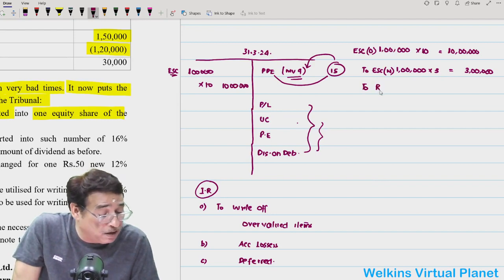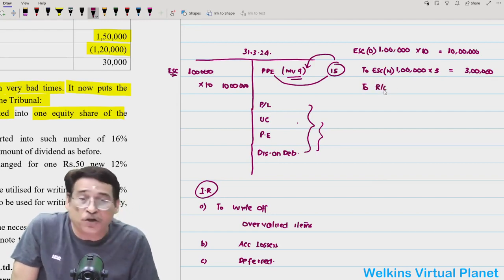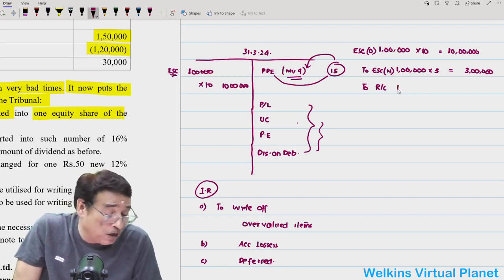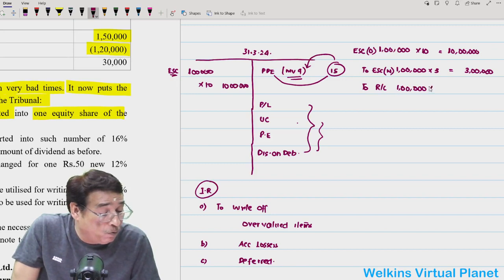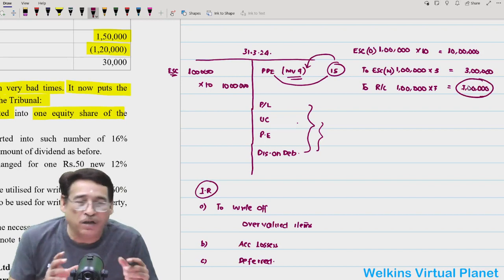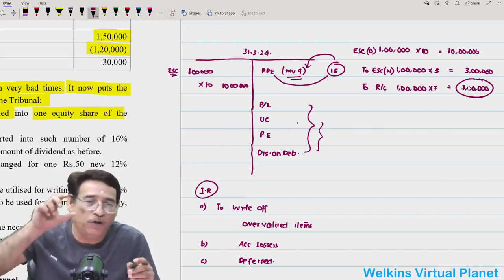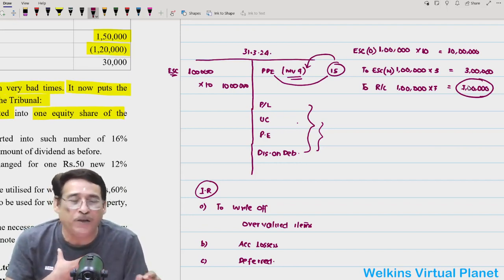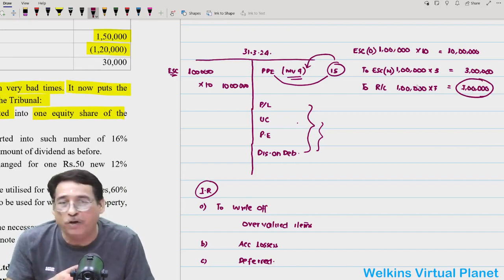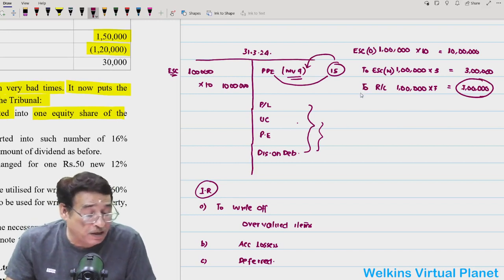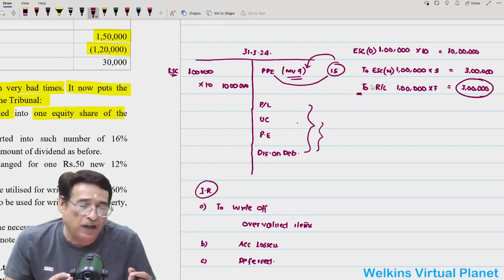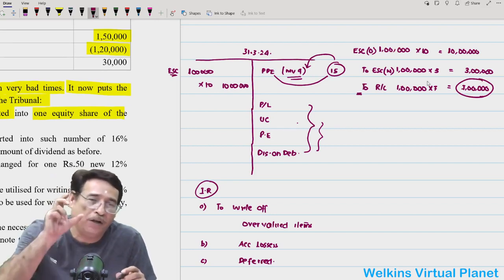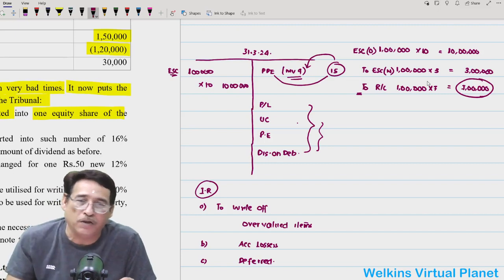And then I will write 'to reconstruction account'. You can also write 'capital reduction account'. I will write here 1 lakh into 7, that is equal to 7 lakh. Indirectly, when the director of the company converted the equity share capital from 1 lakh into 10 to 1 lakh into 3, the company has saved 7 lakh rupees, because now the company need not pay 7 lakh to the equity shareholders. So this will be considered as gain, and whatever gain the company accumulates will be transferred to the reconstruction account.